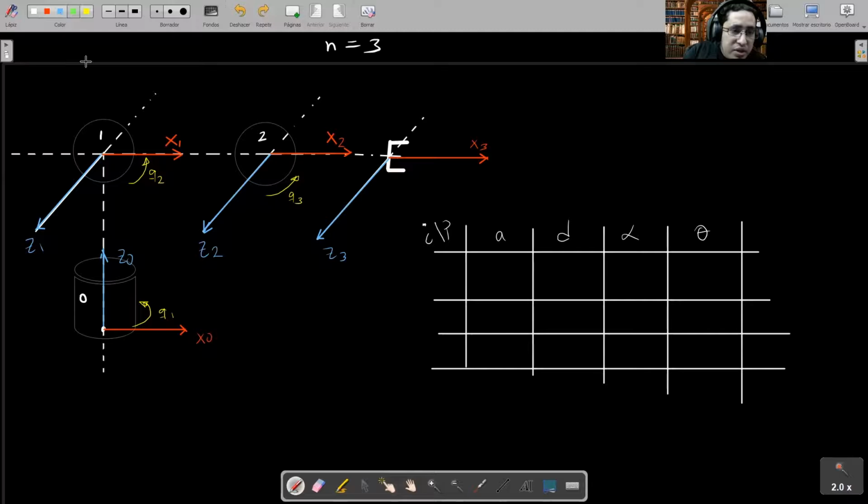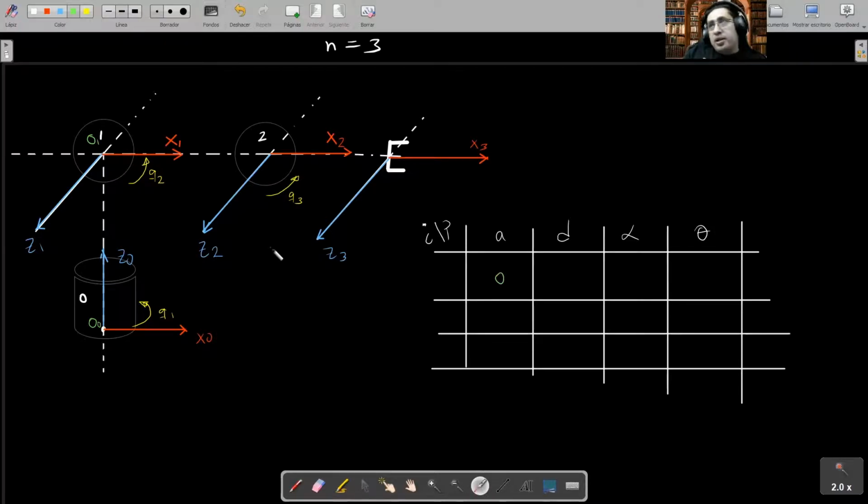Let me choose this color. Yeah, O1. Okay, it's the distance from O1 to the intersection between X1 and theta 0, but the intersection is in the same point. Therefore, this distance is going to be 0.